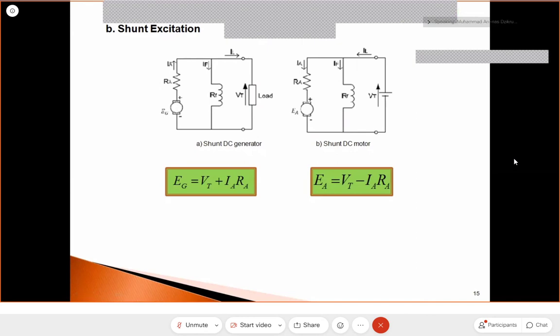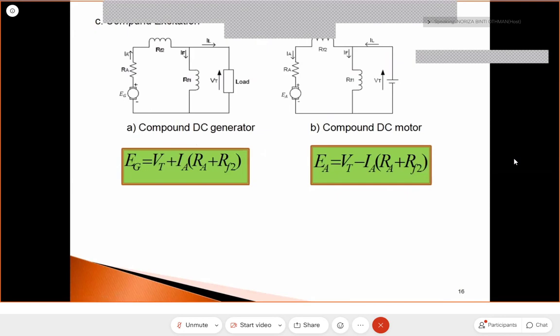Okay, so that's for shunt. And the last one is compound. Compound ni adalah combination antara series dengan shunt. Dia tu nama dia compound ni. Dia combine series, yang mana RF kita tu akan ada dua. Satu RF series dengan RA and lagi satu RF yang parallel. So itu kita panggil shunt.